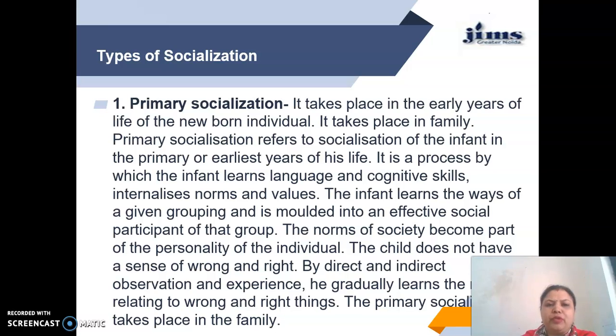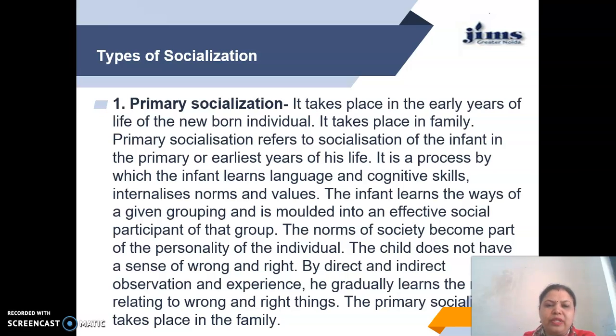There are different types of socialization. The first one is primary socialization. It takes place in the early years of life of the newborn individual. It takes place in family. Primary socialization refers to socialization of the infant in the primary or earliest years of his life.